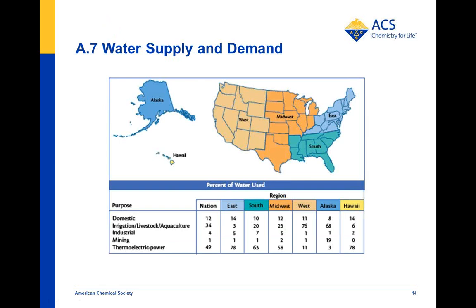Now looking at graph A7, this is a great one as far as looking at and interpreting graphs. In this one they break the United States into different sections, and it's wonderful to get the students to look at why different areas of the country use water differently. So for example, why is it that the West uses so much of the water for irrigation, livestock, and aquaculture versus Hawaii that doesn't need that much? So it's a great opportunity for people to understand the different uses of water in the different parts of the United States.